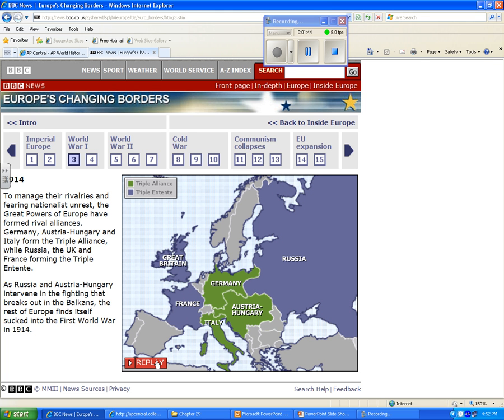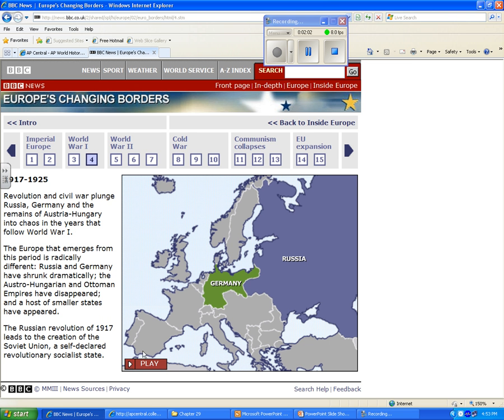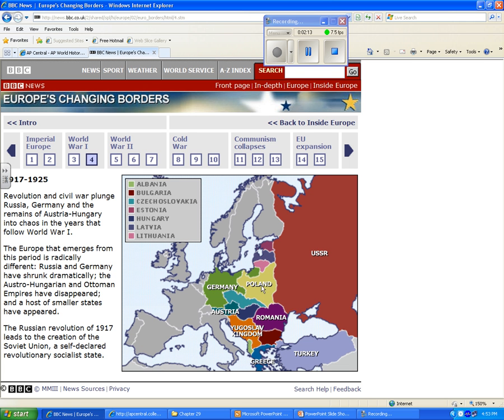Okay, and these are the 3 alliances, the Triple Alliance is here in green, Germany, Austria-Hungary, Italy, and the Triple Entente. But what happens post-war, 1917 through 1925? Again, look at these borders, watch what happens here. That's Eastern Europe after World War I.